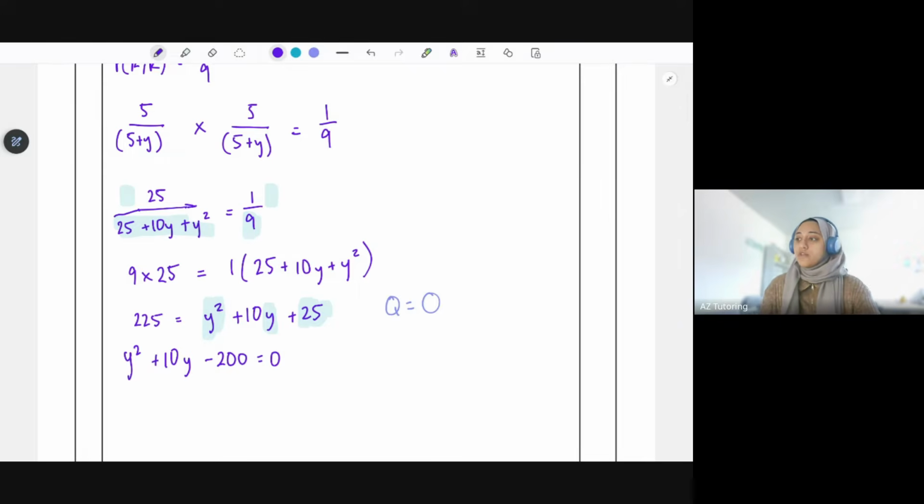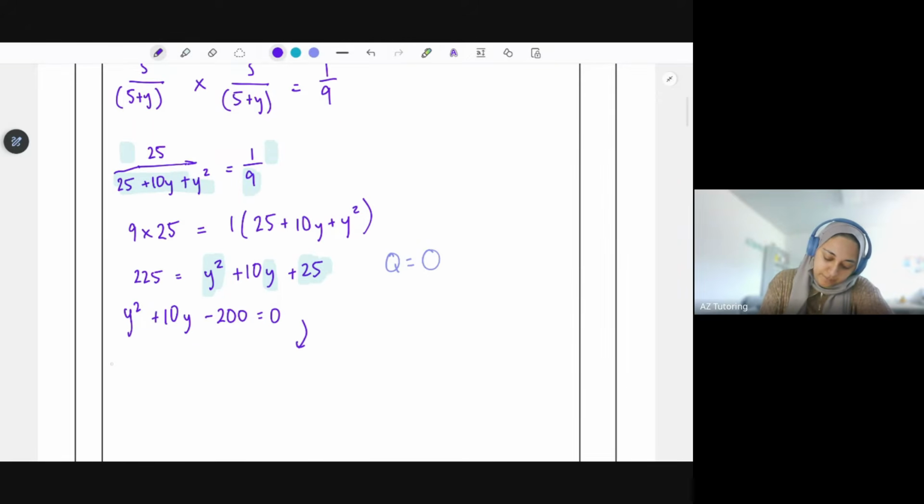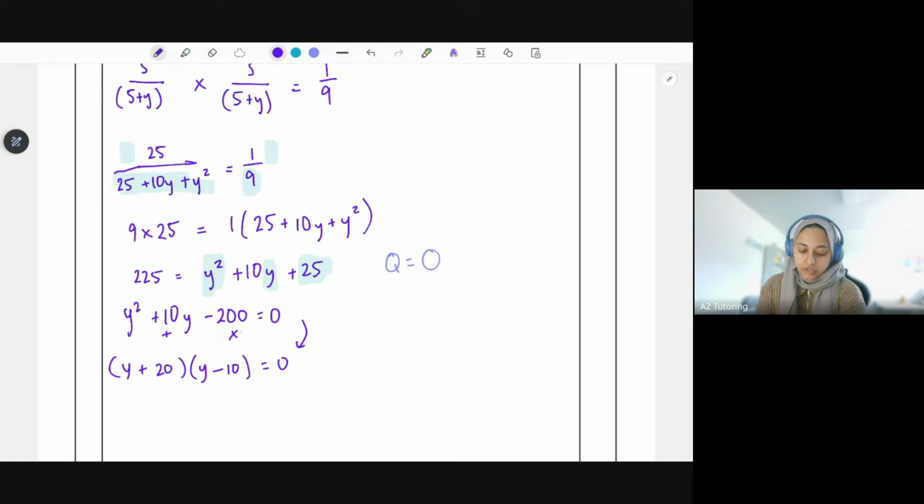Now you can use a quadratic formula, or you can just use 2 brackets to factorize to solve this. I'm going to use 2 brackets. So I need 2 numbers that times to give me minus 200, and add to give me 10. That is minus 20 plus 10. Plus 20 minus 10. So we can see 20 times minus 10 is minus 200, and then 20 add minus 10, that's also 10.